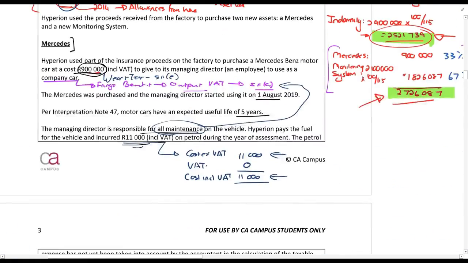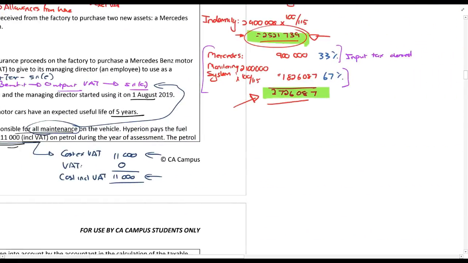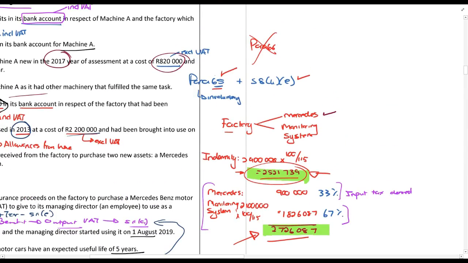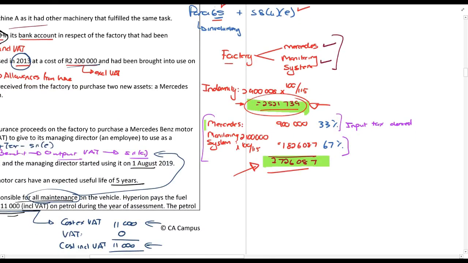Okay, so now what you need to remember is we replaced the asset. So this is the factory, and we replaced the factory with a Mercedes and a monitoring system. So now we have to apportion it. Now I'm going to remind you what we did. The Mercedes, what cost are we going to use? 900,000, because we must use the cost including VAT, because input tax denied.